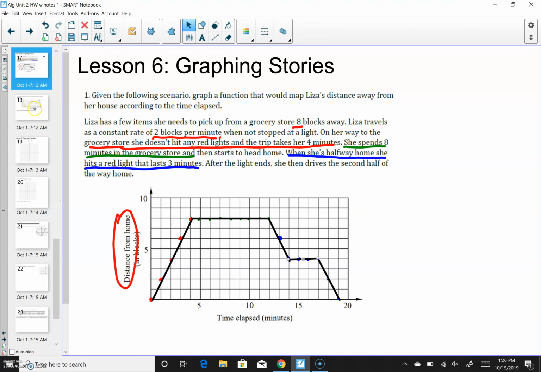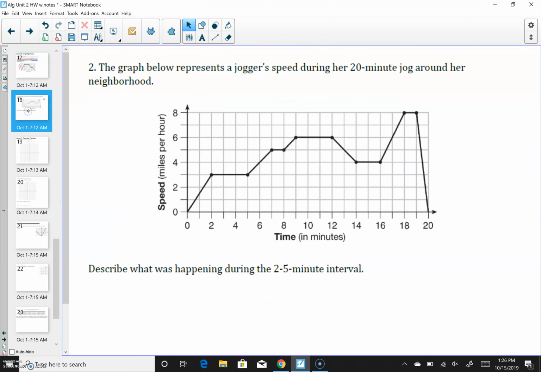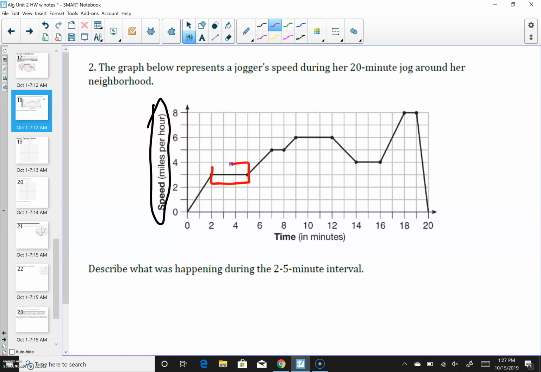In the second one, the graph below represents a jogger's speed during a 20-minute jog. So now we're talking about something a little bit different here. We're talking about the speed in miles per hour on her 20-minute jog around her neighborhood. They want to know what is happening from minute 2 to minute 5.